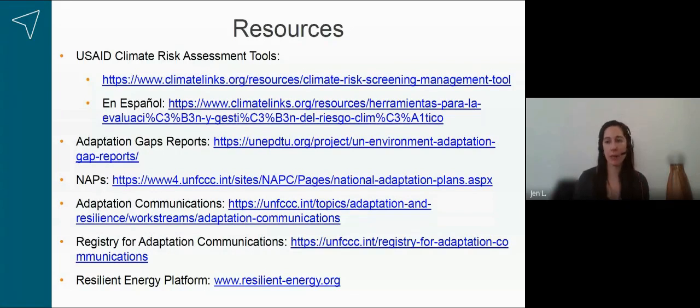I loved the example from Trinidad and Tobago on some critical health facilities and putting renewable energy microgrids on those so they can be islanded during periods of power outages. I think that's a great example.